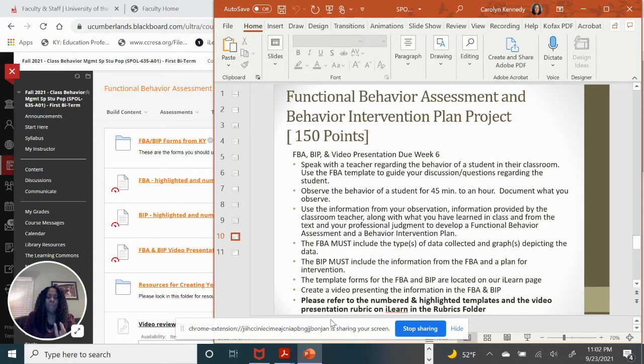So the FBA must include the type or types, if you collected more than one type, of data that you collected, at least one graph depicting the data. The behavior intervention plan must include, like I said, the information from the FBA and a plan for intervention, what you would propose. There's a template, and I'm going to show you that in just a second. Then you're going to create a video, and you're going to present your information.